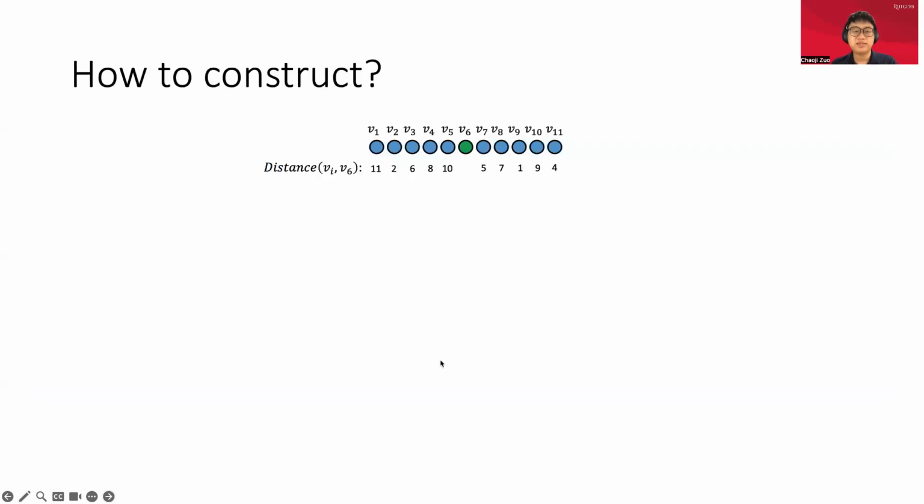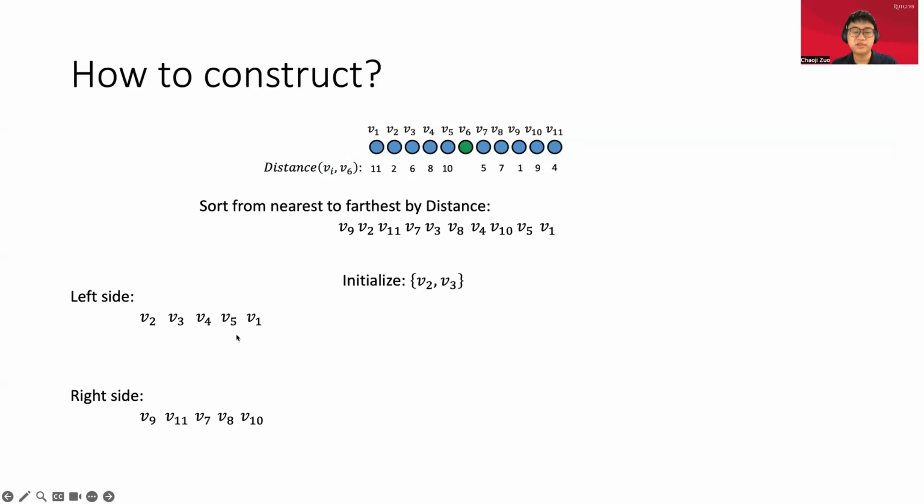Another problem is how to construct such an index. Suppose here we have 11 vertices and we have all the distance information between vertex 6 and the other vertices. We can solve from the nearest to the farthest by the distance, and we will produce the left side and right side separately. The initialization is the two nearest neighbors, V2 and V3.